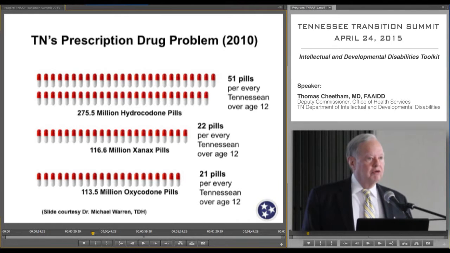My thanks to Dr. Warren from Tennessee Department of Health for sharing this, and this is old data, 2010, but that just maps out, I think, graphically our prescription drug problem here in terms of looking at how many pills of each of those are written for each Tennessean over age 12.